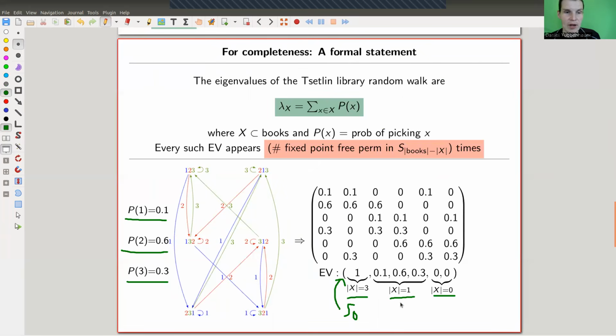And if X is 1, then this is S2. So how many fixed point free permutations are there in S2? So these are the permutations in S2, and obviously only this one is 6.3. So there's only 1. So each one appears just once.